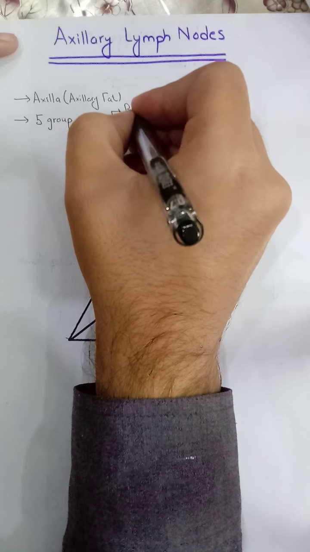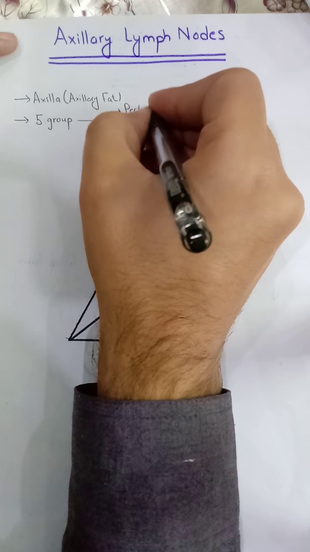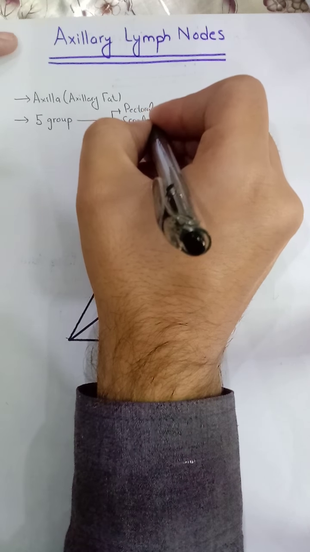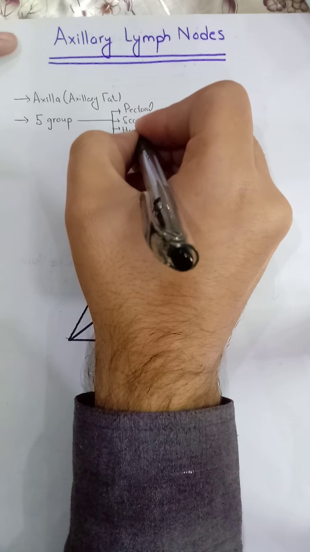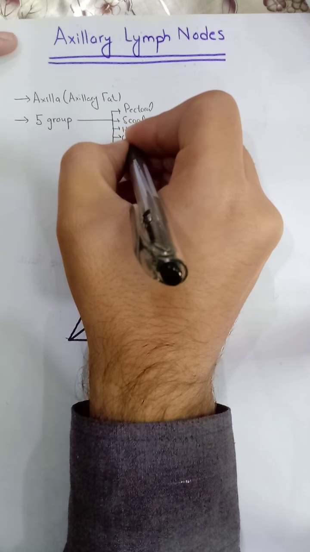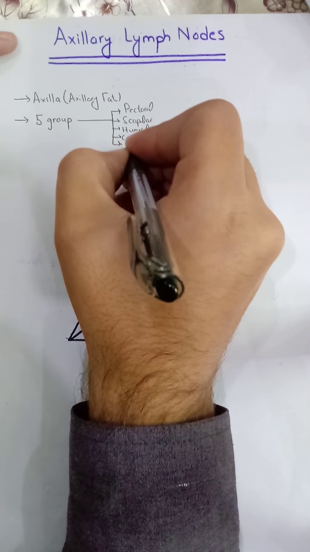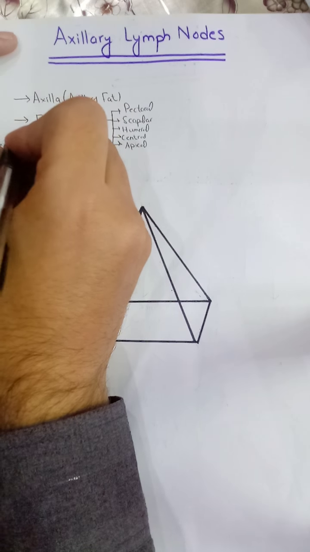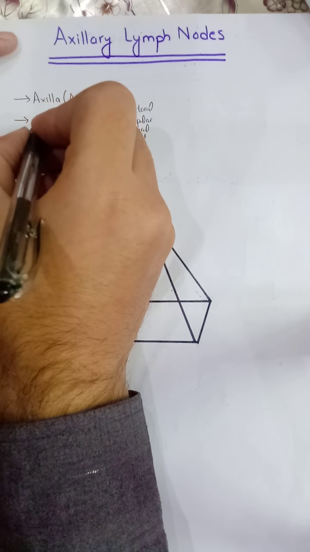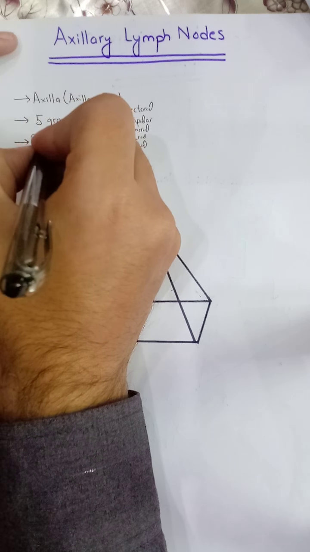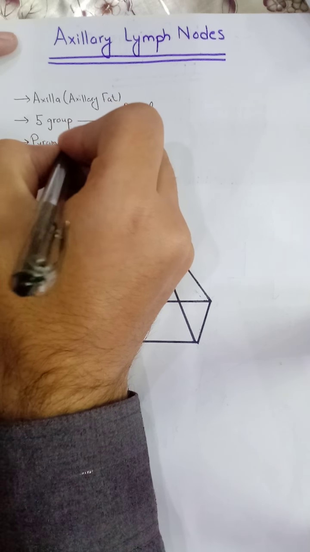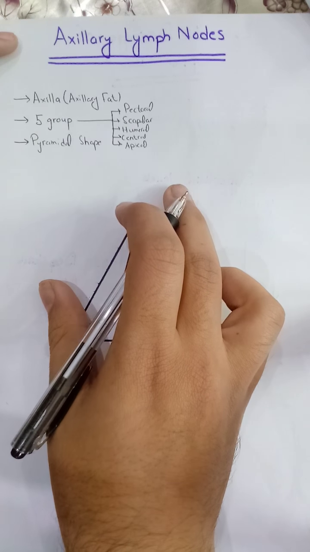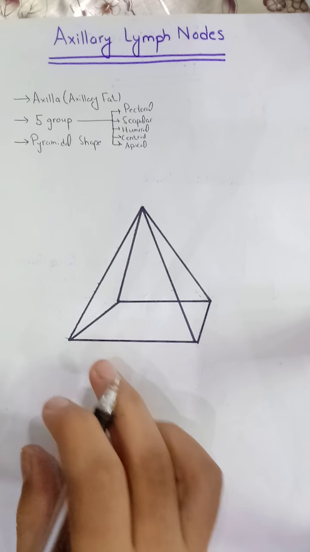The pectoral axillary lymph nodes, the scapular, the humeral, the central, and the apical lymph nodes, and they are arranged in a pyramidal shape. Now we will see these lymph nodes on this diagram.